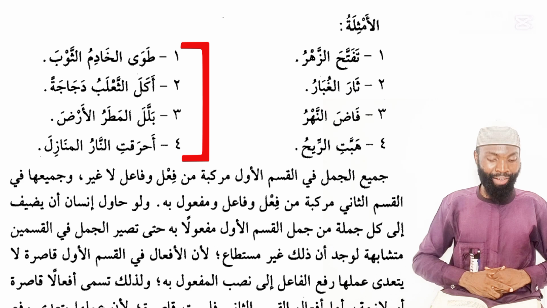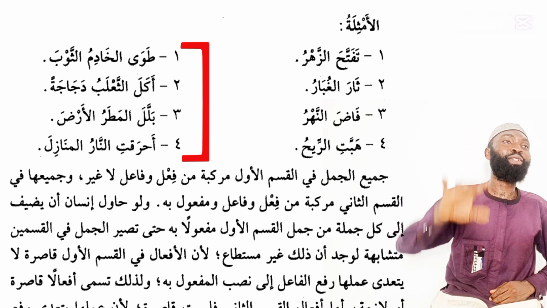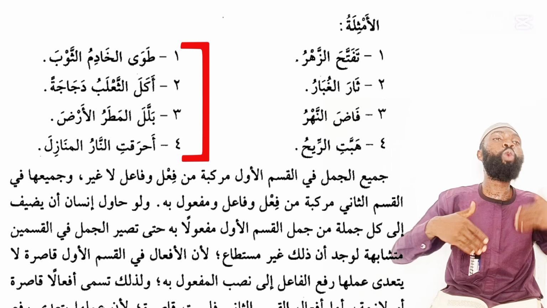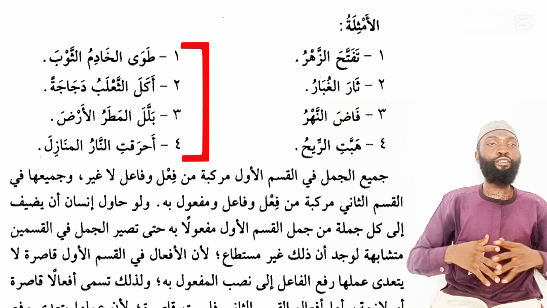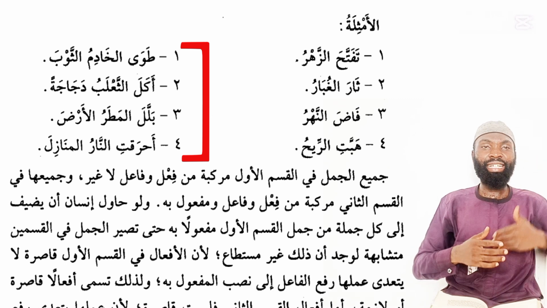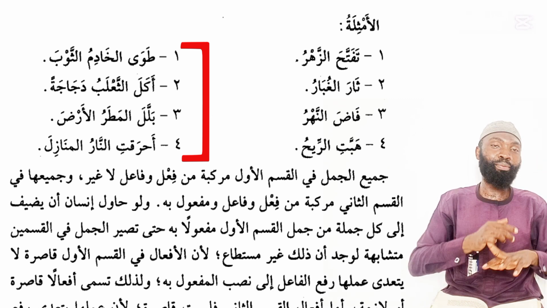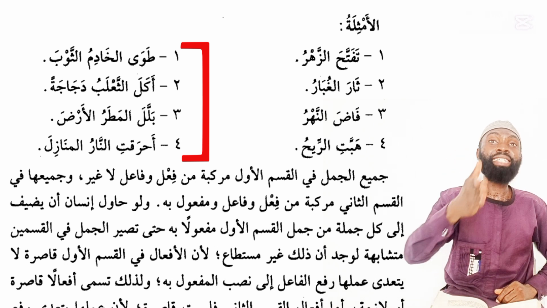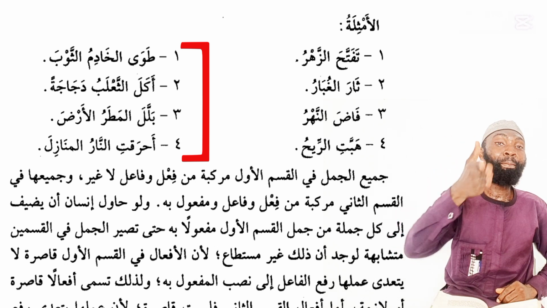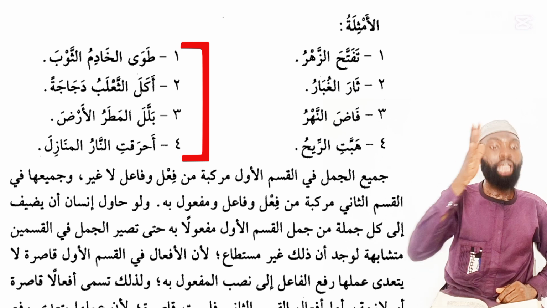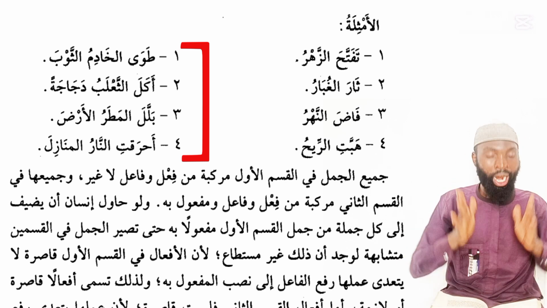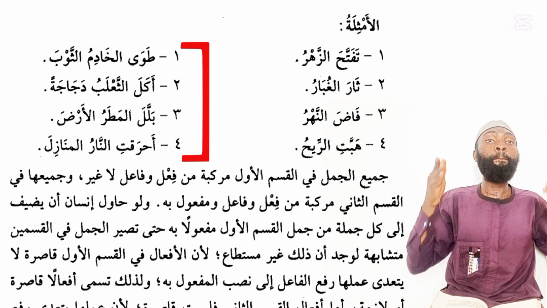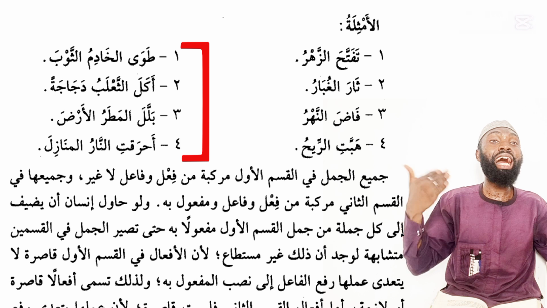Good. Number 3, we have ballal al-matarul arda. The rain made the earth to become wet. The rain wetted the earth. So from here the word ballala is also a verb. And this verb is transitive, fi'l muta'addi, because it requires an object to give a complete meaning. Are we following? Now moving to the last example, we have ahraqatin narul manazila. The fire burnt the homes or the houses.